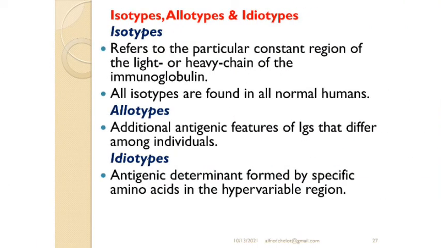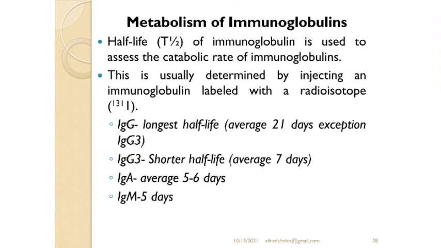Next, we shall look at the concept of isotypes, allotypes, and idiotypes. So isotypes refers to the particular constant region of the light or heavy chain of the immunoglobulin. So all isotypes are found in all normal humans. For allotypes, these are additional antigenic features of immunoglobulins that differ among individuals. And idiotypes are antigenic determinants formed by specific amino acids in hypervariable regions.